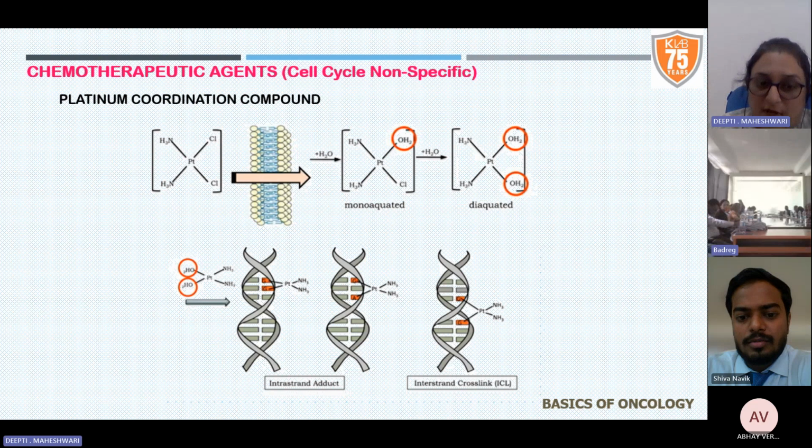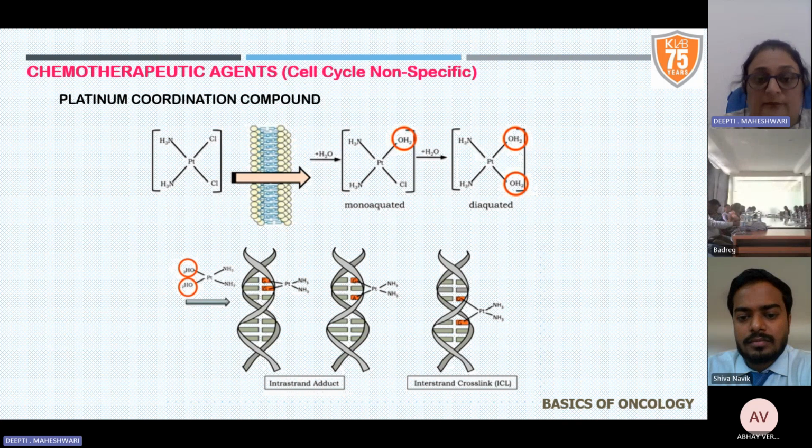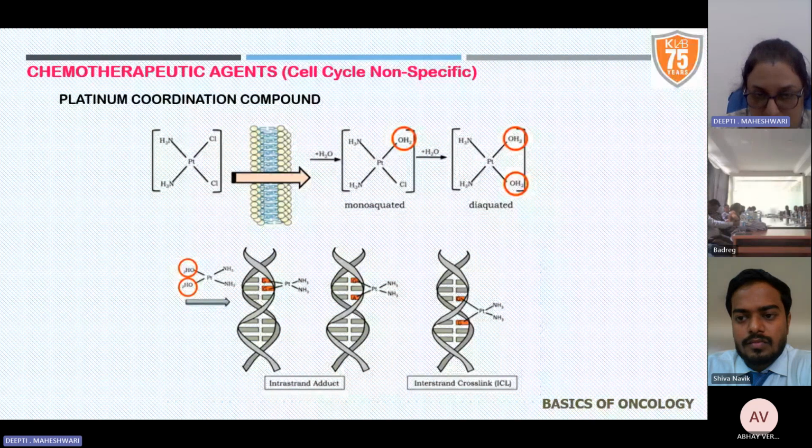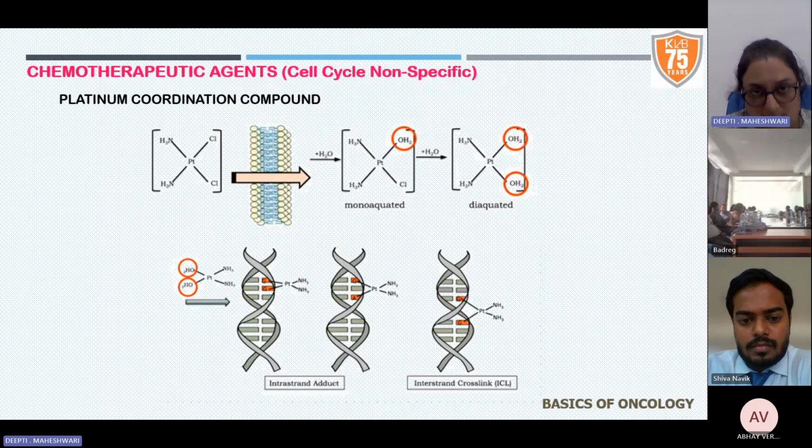When these intrastrand adducts or interstrand cross linkages are formed, the DNA strand cannot uncoil because an adduct is formed. If it cannot uncoil, then further DNA synthesis cannot take place, and obviously the cell cannot undergo mitosis. So this is a simple mode of action of platinum coordination compounds, and they are cell cycle non-specific. That means they can act on all the phases of the cell cycle, either G1, G2, M, or G0.